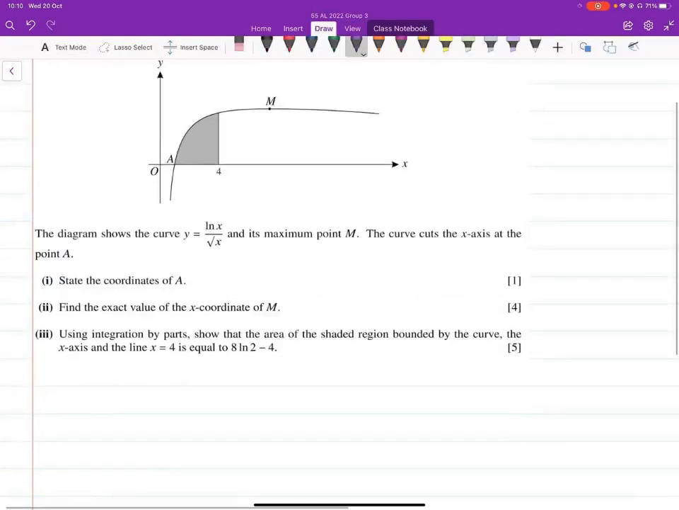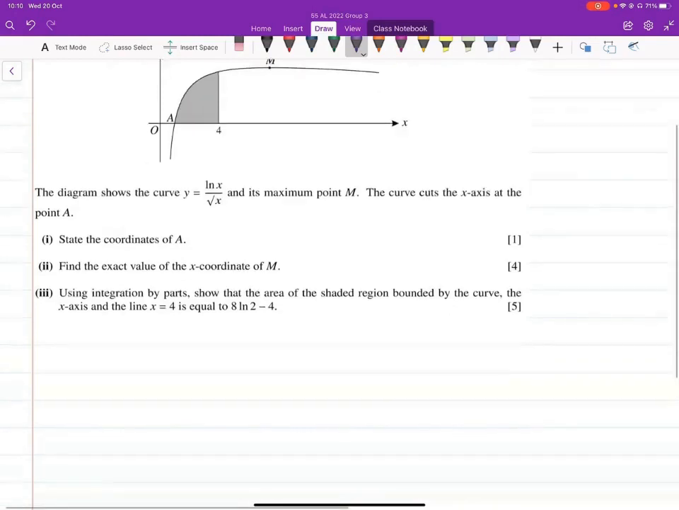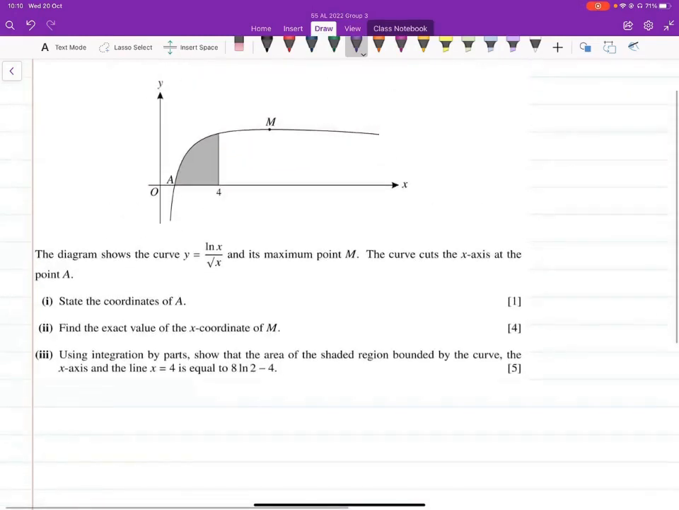Okay, would you be able to do the first two parts? उसमें तो मसला नहीं होगा, right? Okay, let's do the third part. Third part, it says use integration by parts to show that the area of the shaded region bounded by the curve, the x-axis, and the line x equals 4 is equal to 8 ln 2 minus 4.